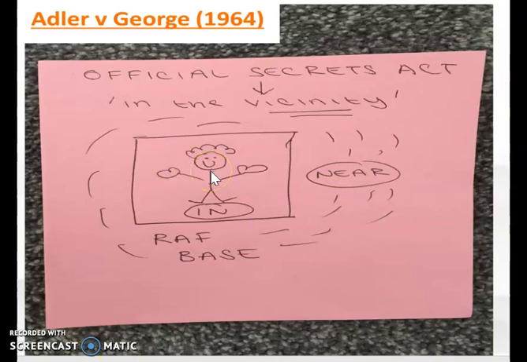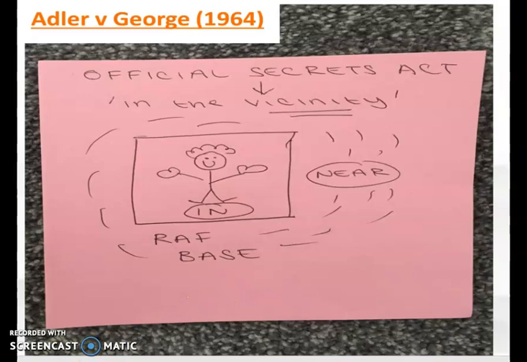And this bloke shouldn't have been in the RAF base. He had no business there whatsoever. He was just there for a nosy. And he was caught in the RAF base and he was charged with an offence under the Official Secrets Act, which makes it a crime to be, and these were the words that needed to be interpreted, in the vicinity of a prohibited place. And an RAF base is a prohibited place.